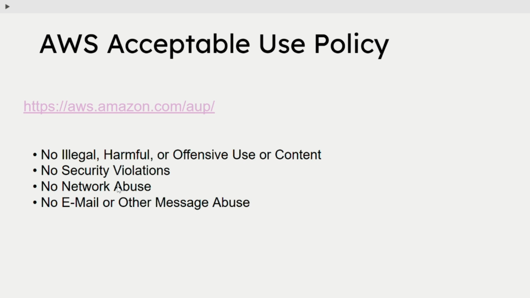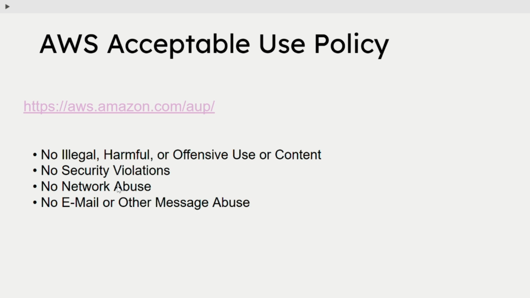So next we have is AWS Acceptable Use Policy, or AUP. This is basically the rule book for using AWS, and trust me, it's very important. AWS wants the cloud to be a safe space for everyone. So there are a few strict guidelines: no illegal or harmful or offensive content, no security violation or hacking activities, no network abuse, no email or message spam. In simple words: use AWS for innovation, not for nonsense.